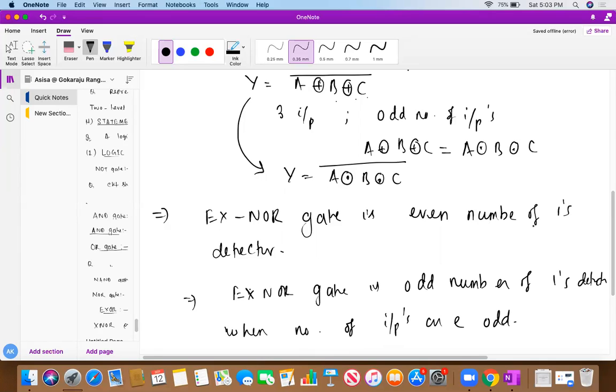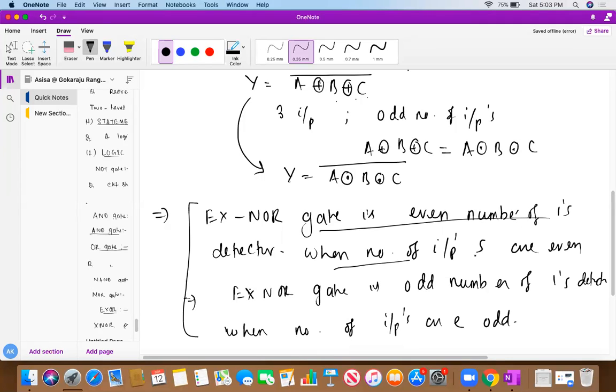XNOR gate is an even number of ones detector when the number of inputs is even. So both functionalities are possible for the XNOR, students. What do you understand? XNOR gate is an even number of ones detector when the number of inputs is even. XNOR gate is an odd number of ones detector when the number of inputs is odd.